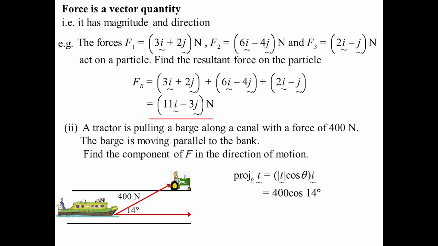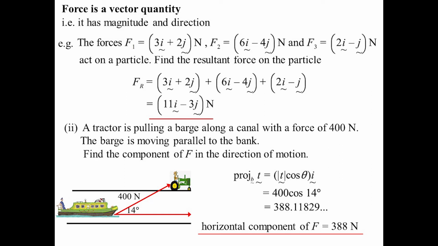So we'd end up with 400 cos 14. That's that. That's not in reality what I do. In reality, I just look at the triangle and imagine I'm just doing some trig. And if I said, oh, what's the length of this side? Well, it'll be 400 cos 14. I get the answer straight away. So roughly 388. So horizontal component, 388 newtons.